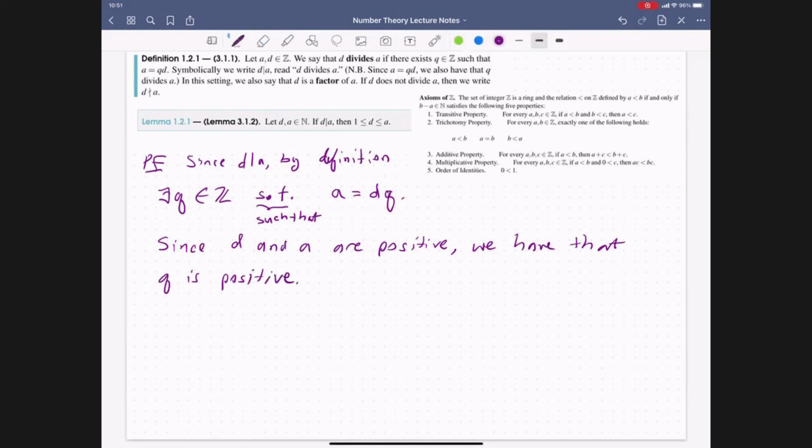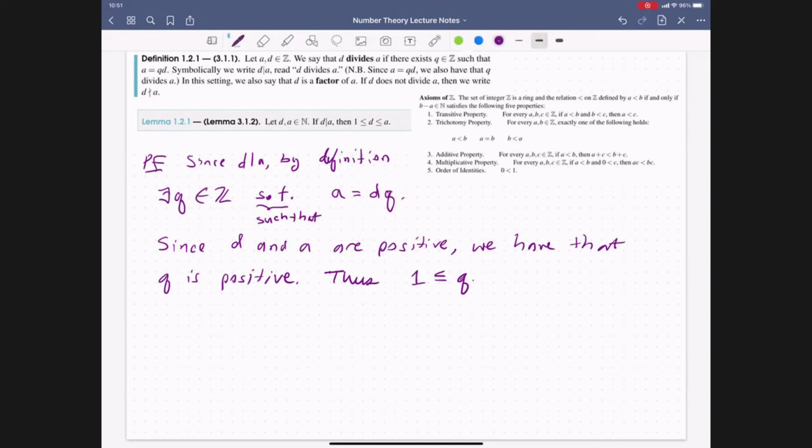And so what we do have here is 1 is less than or equal to Q. And we now go in the same process that we did in our last lesson with the axioms of the integers. So we have our inequality, 1 is less than or equal to Q. We have the multiplicative property of less than. And so we know that to get A, all we have to do is multiply by D. But we know that D is positive by assumption.